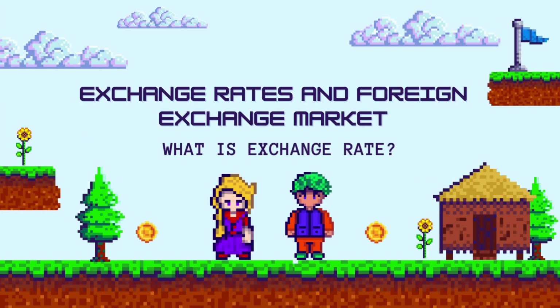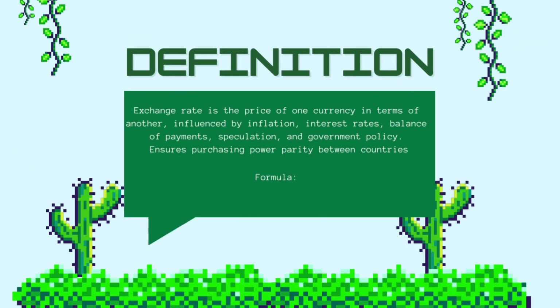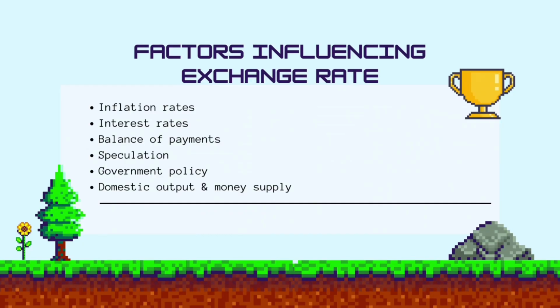So basically, what is exchange rate? Let's explore exchange rate, guys. An exchange rate is the value of one currency in terms of another. It reflects purchasing power and is shaped by trade and economic conditions. Exchange rates are influenced by inflation and interest rates, trade balance, speculation, and government policy. Economic output and money supply also play a major role.